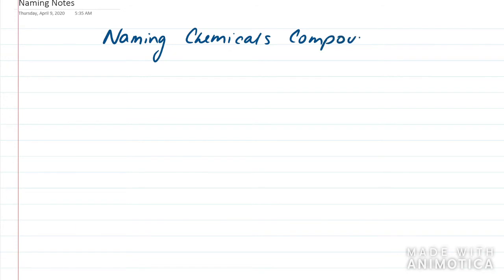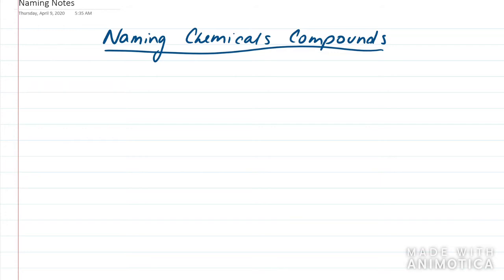Hey guys, today we're going to be looking at naming chemical compounds. So again, we're going to go through the same steps as we did last time. We're going to be looking at different ionic ones and then covalent as well. So first we'll start off with our basic binary ionic.